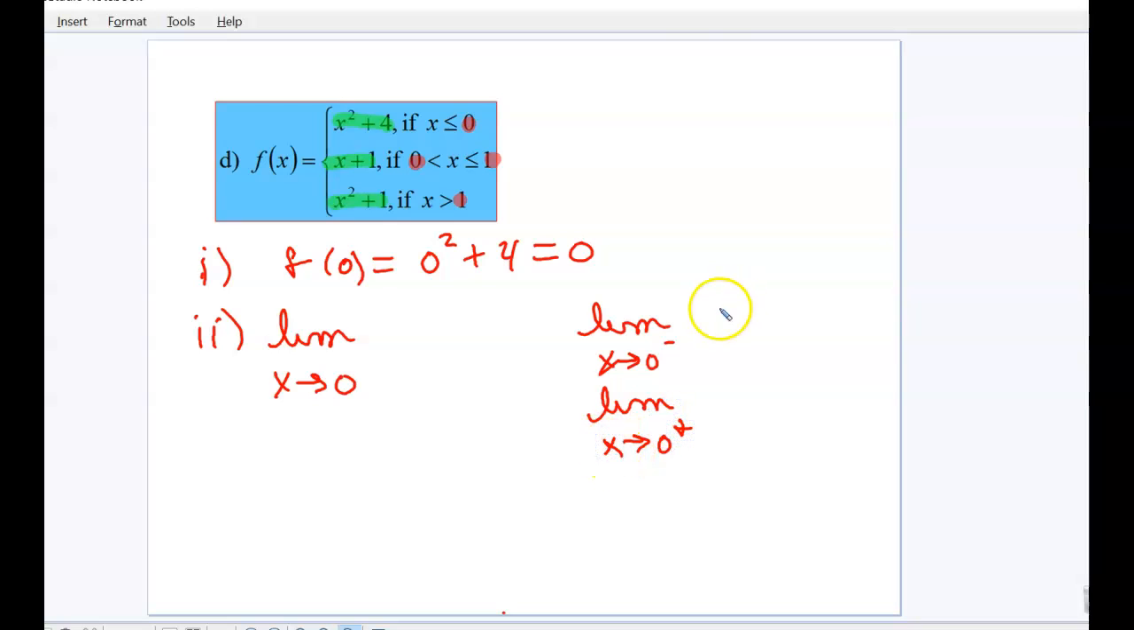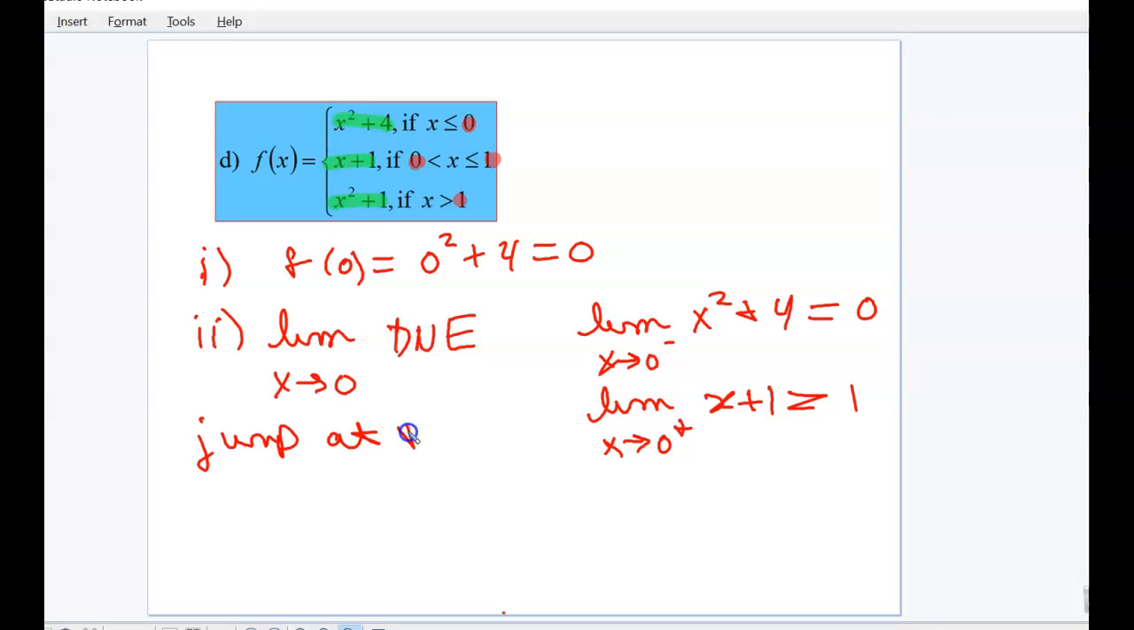Coming from the left, I'm using x squared plus 4, and we found that to be 0. Coming from the right of 0, I'm using the function x plus 1, and if I plug a 0 in, I get 1. So since the limit does not exist, it is not continuous at 0. In fact, I have a jump at x equals 0. So there's my first discontinuity.